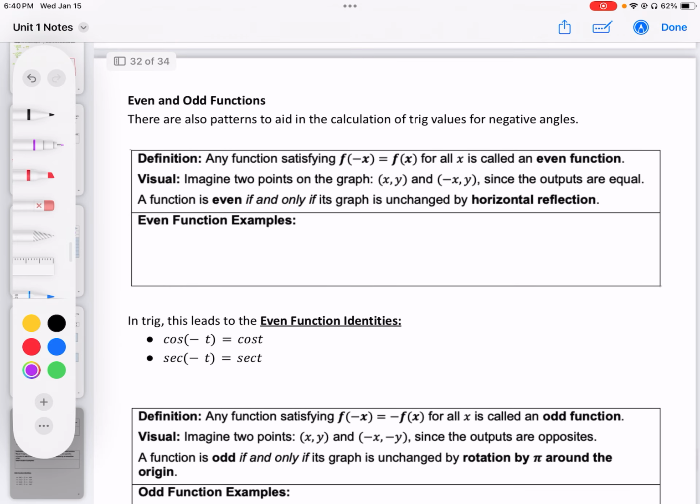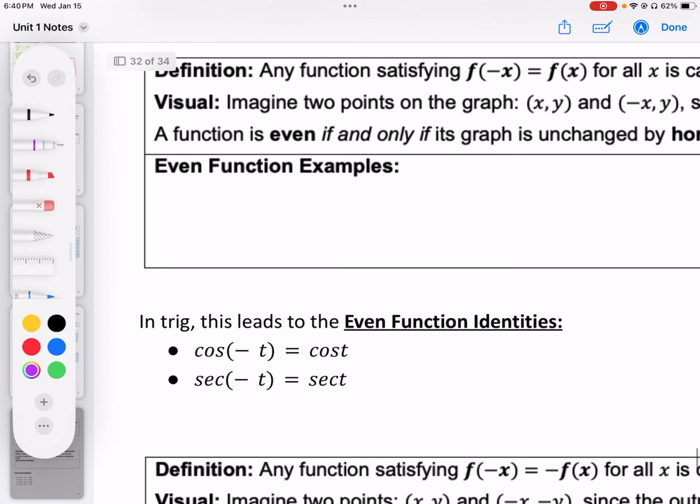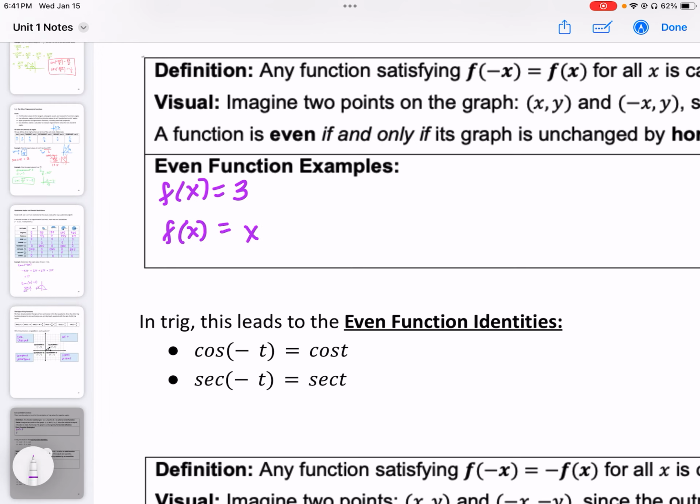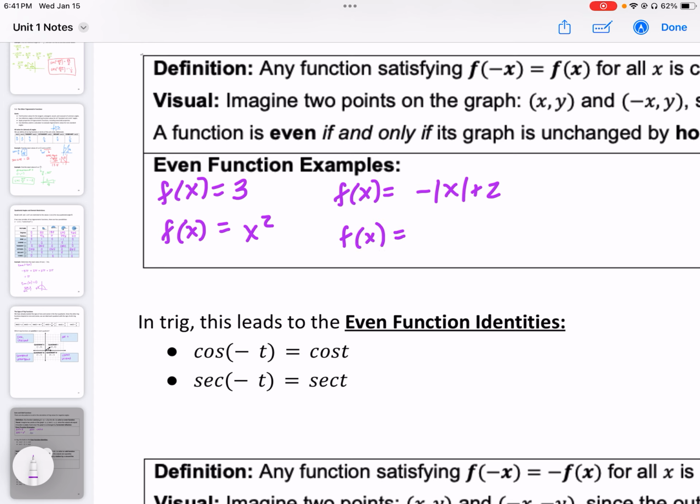Now, we also have even and odd functions. Even functions are when you have an x value that's positive or negative that still results in the same y value. All of the outputs are going to be equal. So whether I plug in a positive one or a negative one, I'm going to get the same y value. Some examples of that are going to be linear functions, quadratic functions, absolute value functions, and polynomials of a power that are even.